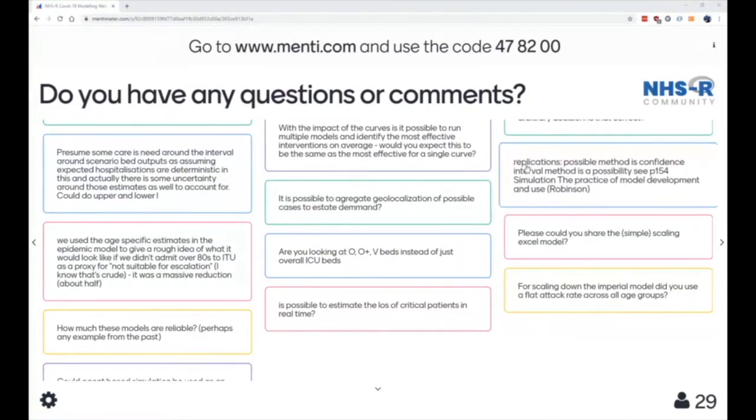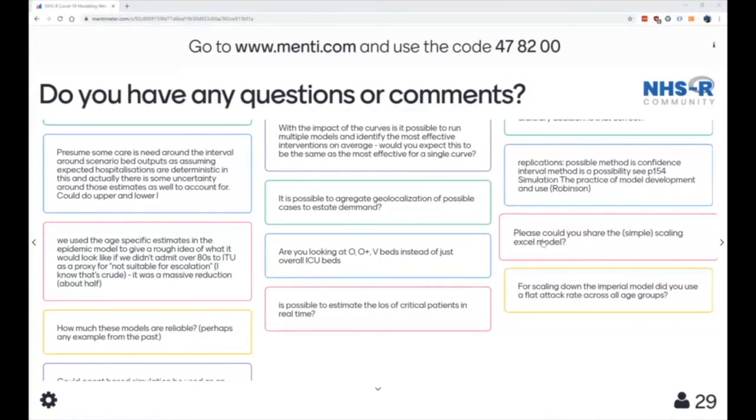Great, thanks. So replications, possible methods, confidence interval methods is a possibility, see page 154 of Simulation: The Practice of Model Development and Use by Robinson. So more a comment really, that's a way that you could improve your model. Possible methods. So hopefully that's of use to you.